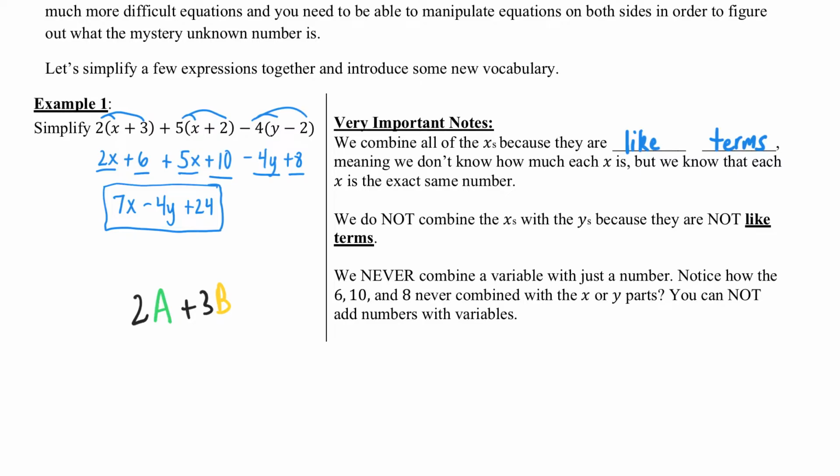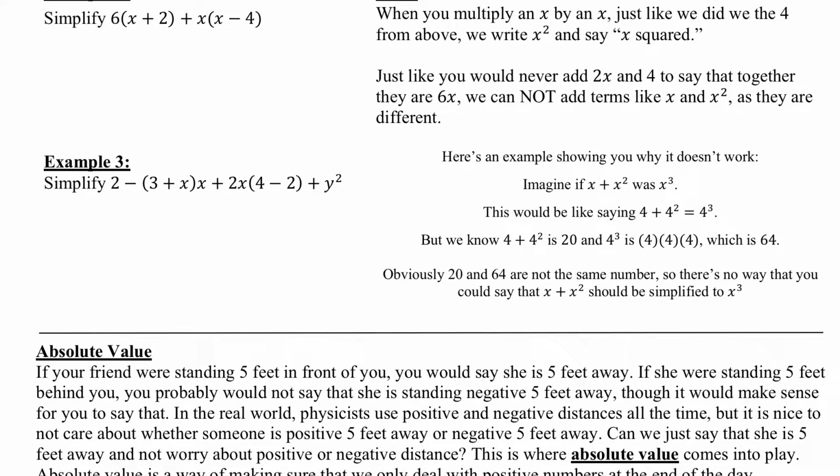Let's move on to the next page. Okay, so we're continuing on with the next page here, and they want us to simplify 6 times (x plus 2) plus x times (x minus 4). And so we're just talking about what happens here when we distribute. So 6 times x would be 6x, plus 6 times 2 would be 12.